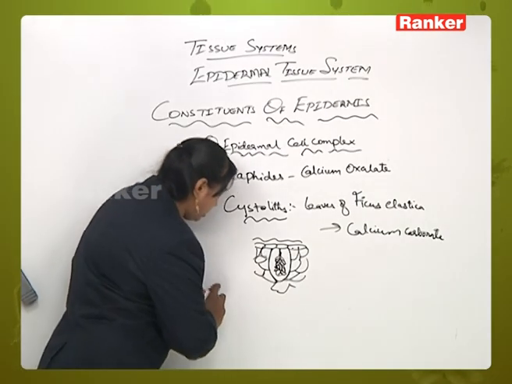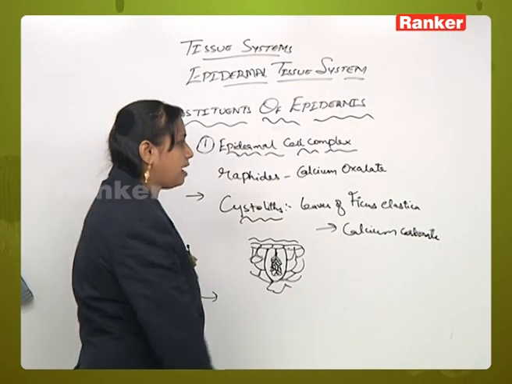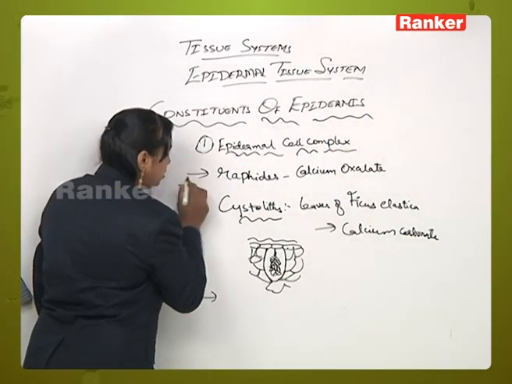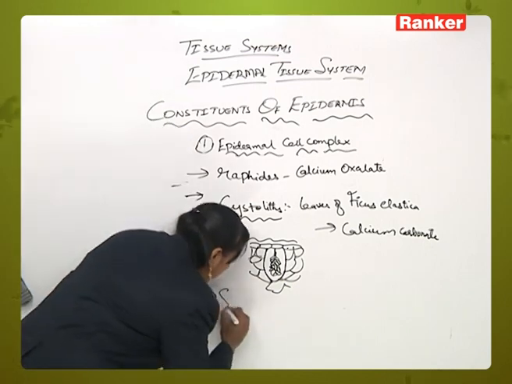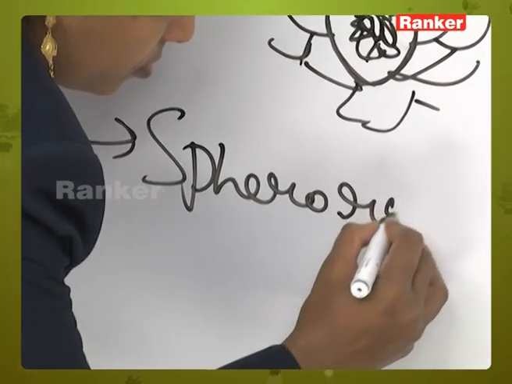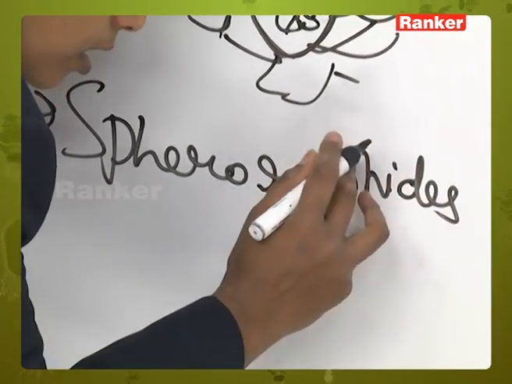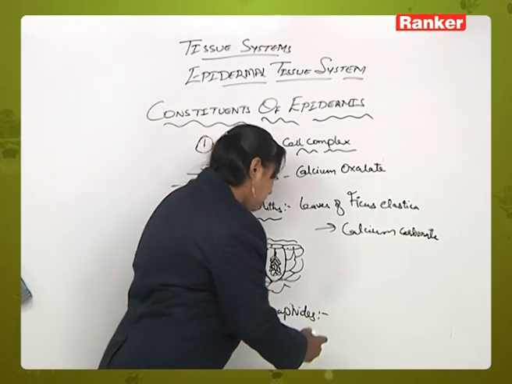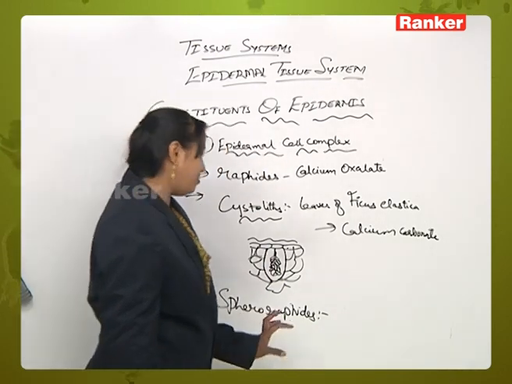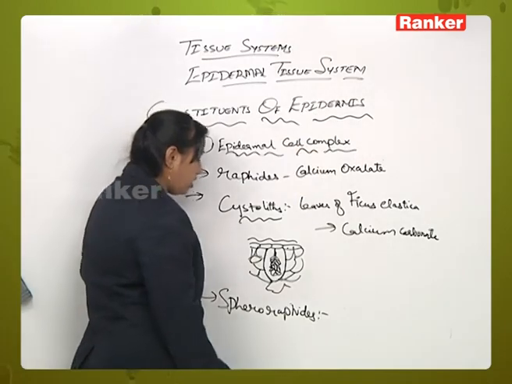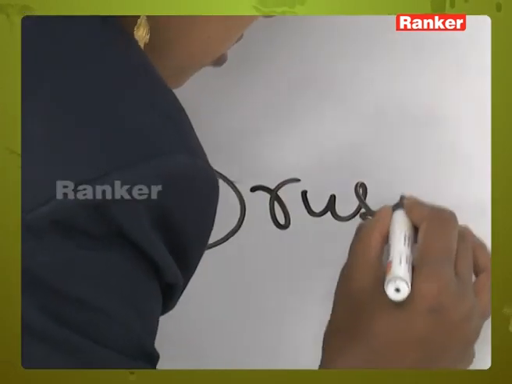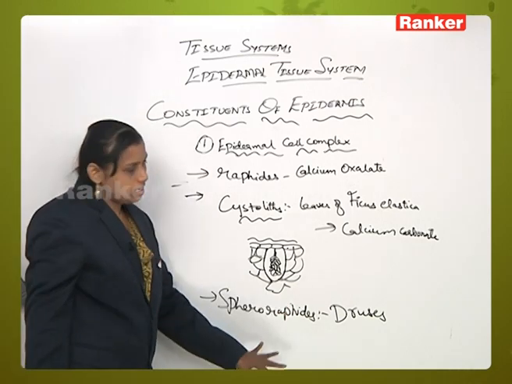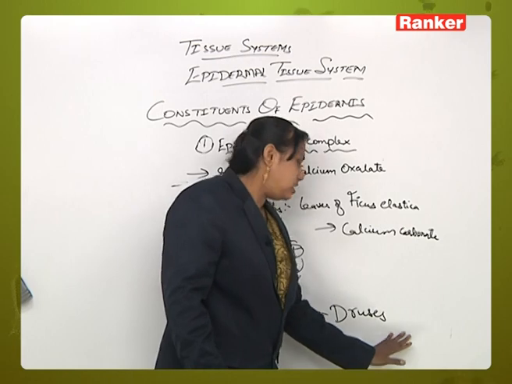Okay, and one more is there, that is called spheroraphides. Raphides and spheroraphides. We have studied raphides and cystoliths. Now we will study spheroraphides. These are also a type of crystal-like structure appearing in the form of stellate structures. Spheroraphides are also called druses. Another type of special epidermal cell present is called spheroraphides. The alternative name for this is druses.